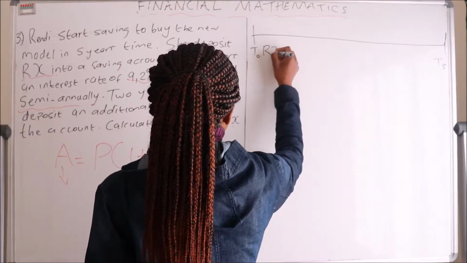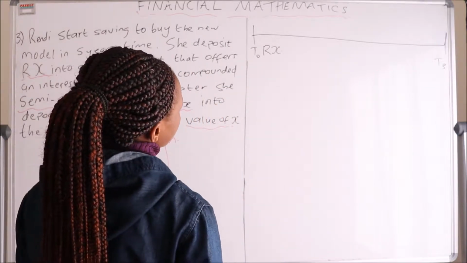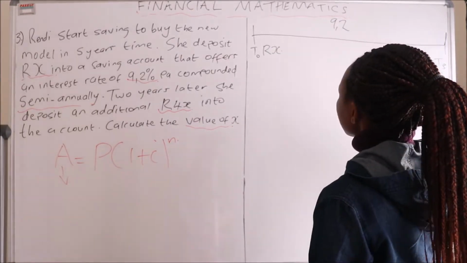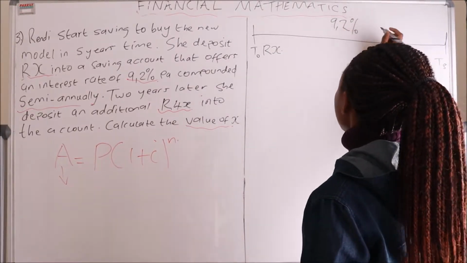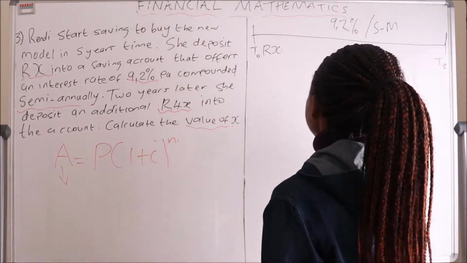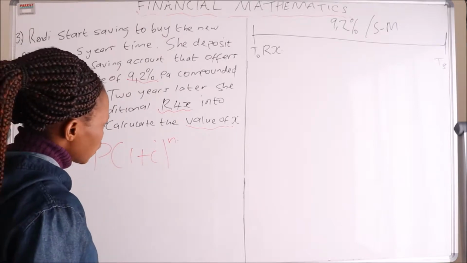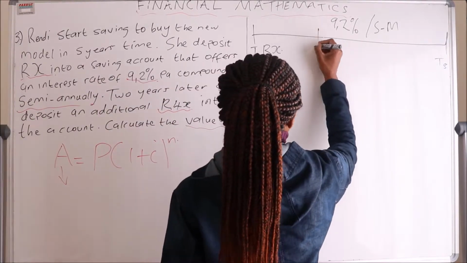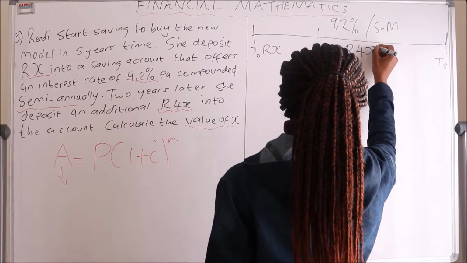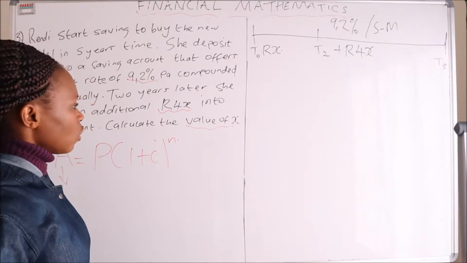So at this time, the first time Randy deposits X rand at T0, and this X rand, along this entire period of 5 years, will earn 9.2% compounded semi-annually. Alright. And then 2 years later, she deposited an additional 4X rand. So that means that we are at T2 here, and also we add 4X here. Alright. And then they said calculate the value of X.